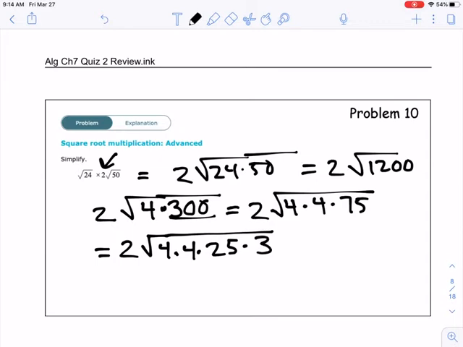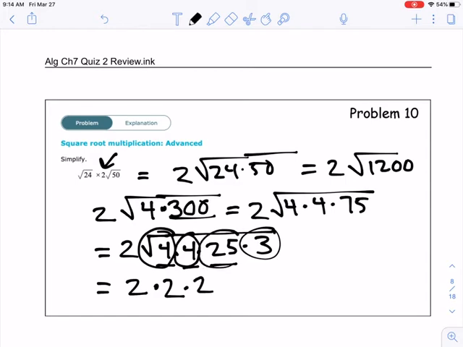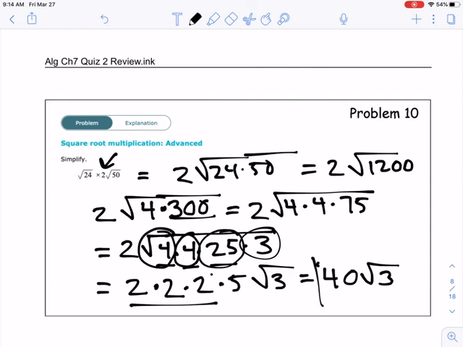All right, so it breaks down that I've got 1, 2, 3 different square numbers, and then I've got this one which is going to stay under the radical sign. So if I simplify that now, that would be 2 times, and I'm just taking the square root of this one, which is 2, square root of this one, which is 2, square root of this one, which is 5, and then leave the 3 under the radical sign. So if I multiply all this together, 2 cubed is 8, and 8 times 5 is 40. So I have 40 times the square root of 3 for my answer.